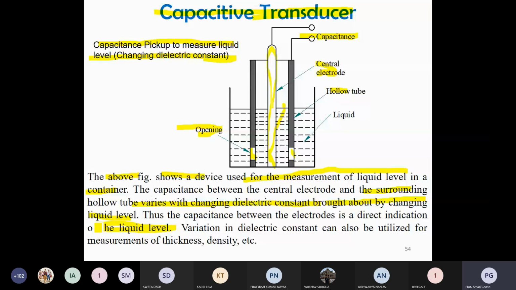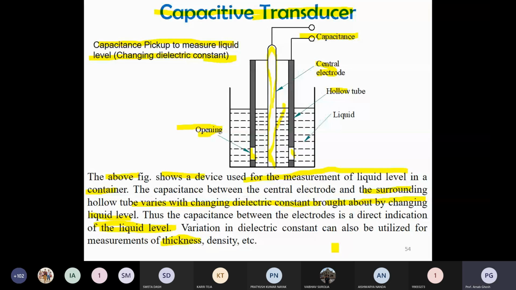The variations in the dielectric constant can also be utilized for the measurement of thickness. So not only liquid level measurement, you are also using it for the measurement of thickness, the dielectric constants, density, etc. So you are able to measure.